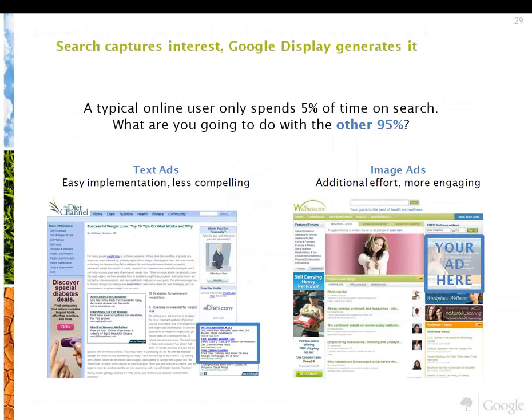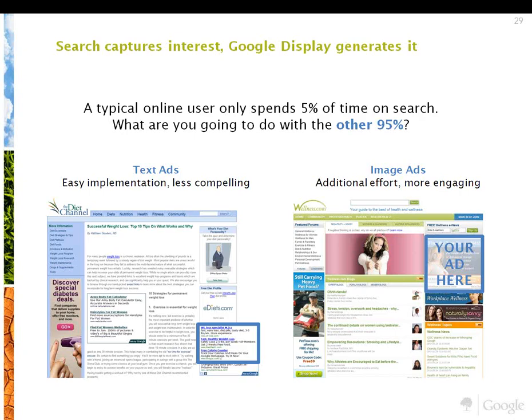Next, I wanted to take a little bit of time to talk to you about the display network. Now, while Google search, the Google.com page, has over 5 billion search queries each day, people are only spending about 5% of their time on the Google search page. And so 95% of their time is spent surfing our partner sites on the Google Display Network.